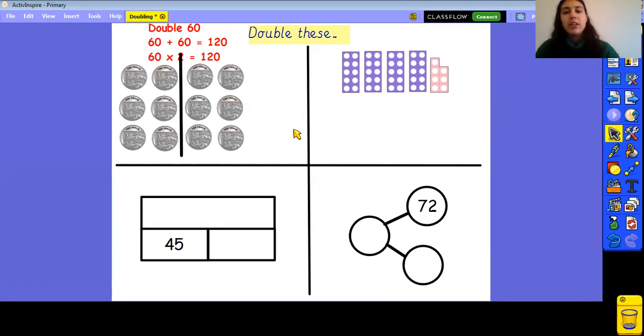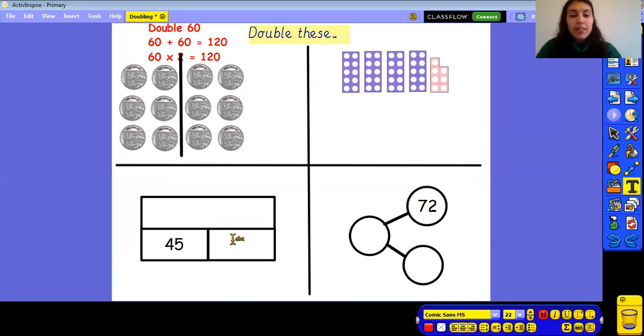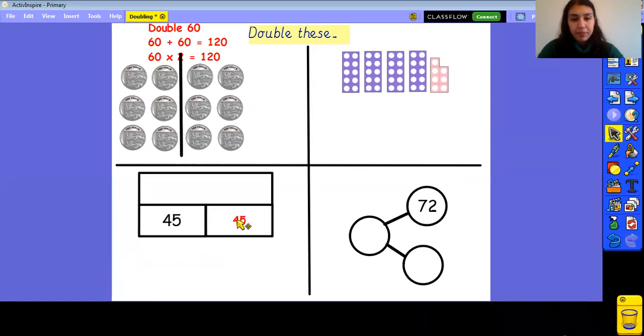Right, let's go and have a look at this one here, then this bar model. So my bar model is showing me that one of my parts is 45. Well, I can see that this part is equal to this part, and we are learning about doubling today. So I know that this part must also be 45. So what we can say is double 45.